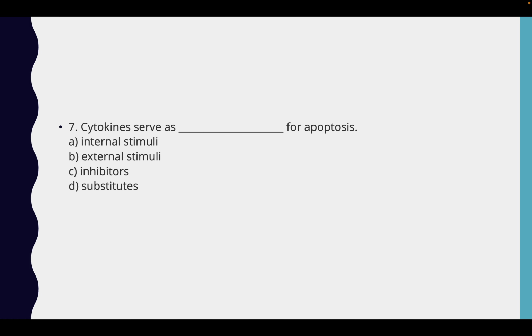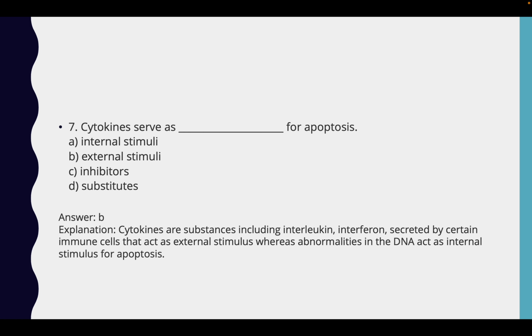What do cytokines do? They will activate cytotoxic T cells. They serve as external stimuli. These are substances including interleukin, interferon, which are secreted by certain immune cells that can act as external stimulus. Whereas abnormalities in the DNA can act as internal stimulus for apoptosis.